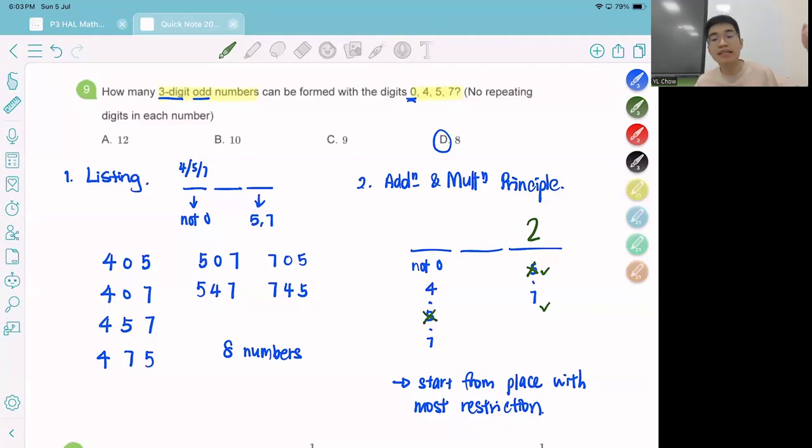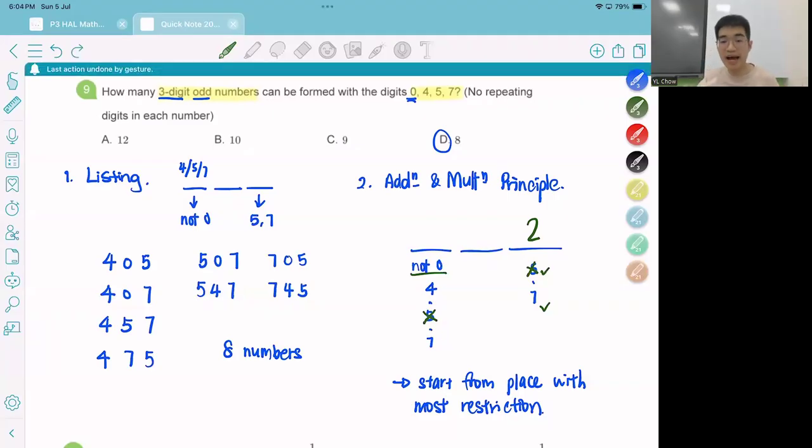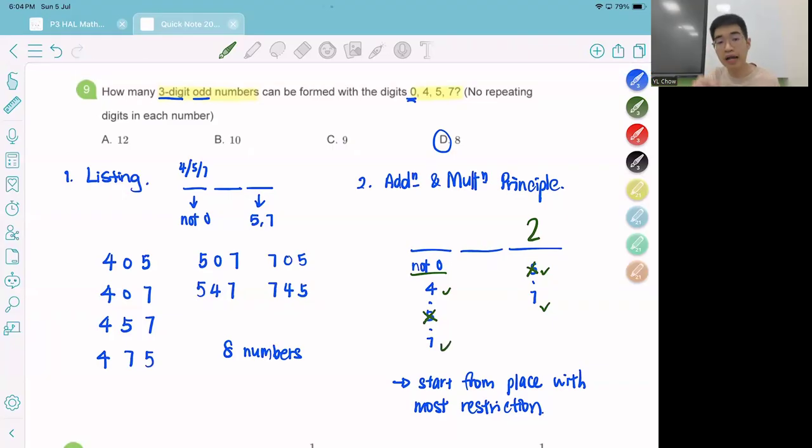Then now, what is the next place value with the most restriction? It is the hundreds, because your hundreds cannot be zero, but your tens could be anything. We have already selected one out of these two as our ones place digit. So that means there are two remaining possibilities for the hundreds digit. So that means there are two ways to choose.